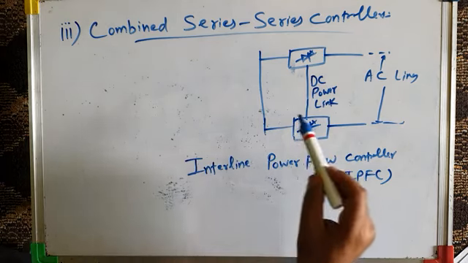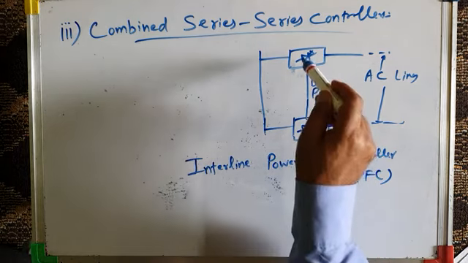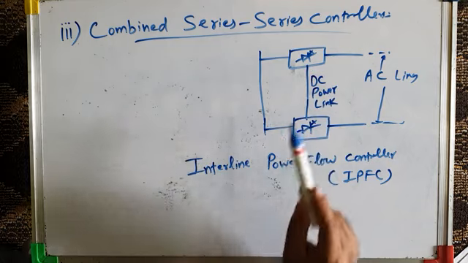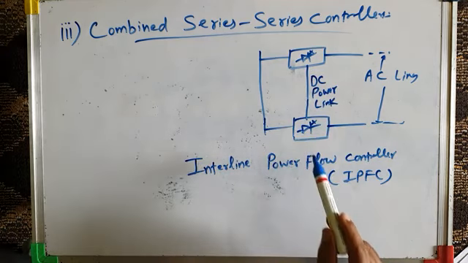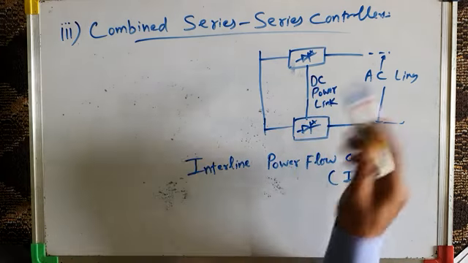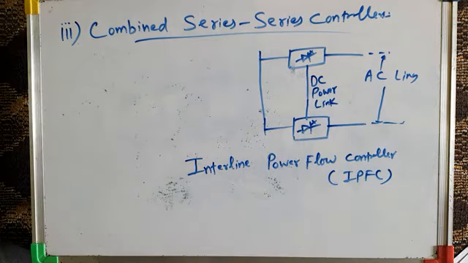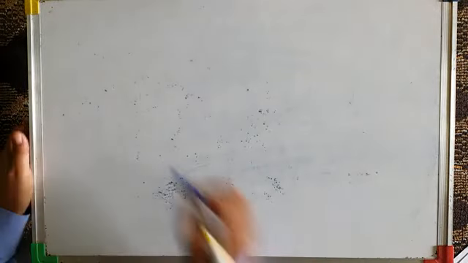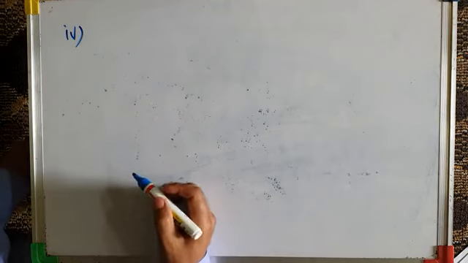So actually I will again repeat. Combined series controller comprises two series controllers which act as a unified controller like this. They supply the active power as well as reactive power, and they exchange the active power via DC power link. So therefore they balance both active as well as reactive power of these two parallel connected transmission lines, and hence they increase the power transfer capability of both the transmission lines. This type of series controller is also called interline power flow controller, IPFC. And then the last type of controller is called combined series shunt controller.